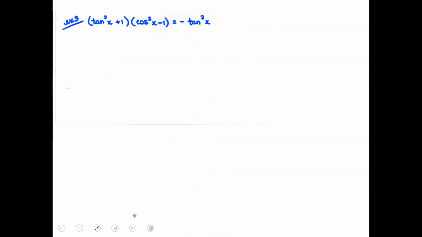All right, here's another one. All right, so for this one, again, we have a trig function squared with a 1 for each of these. So step number 1, I'm going to look for Pythagoreans. So tangent squared plus 1 is a secant squared. And then cosine squared minus 1, the Pythagorean identity is actually sine squared plus cosine squared equals 1. I want just cosine squared minus 1.